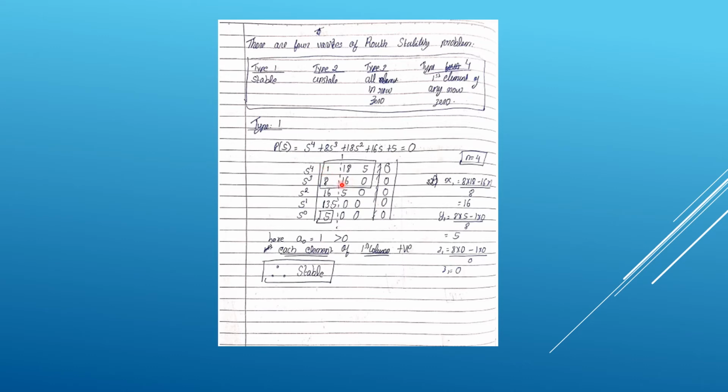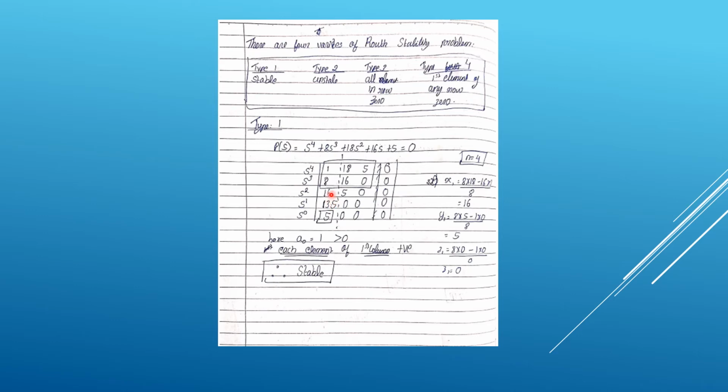1 into 16 minus 8 into 8 divided by 8 is equal to 16. That we wrote here, x1. And 1 into 8 into 5 minus 1 into 0 divided by 8, that is 5. We wrote that here. Then 8 into 0 minus 1 into 0 divided by 8 is equal to 0. We have written here. Likewise, we are solving all the other elements.